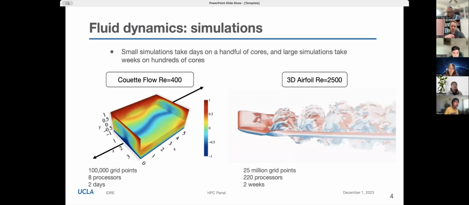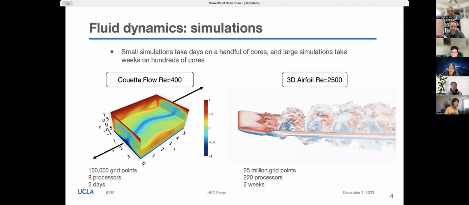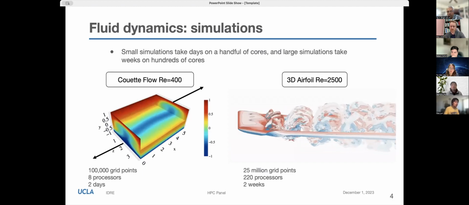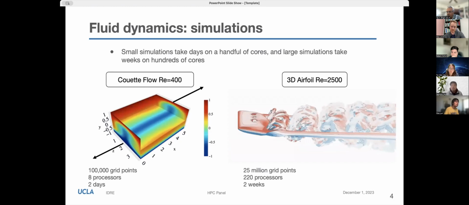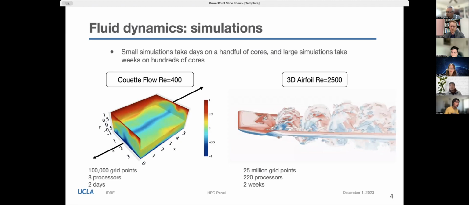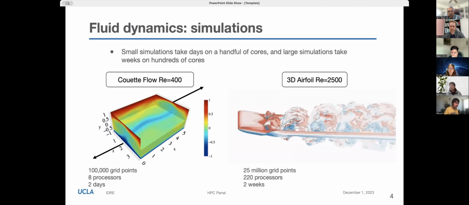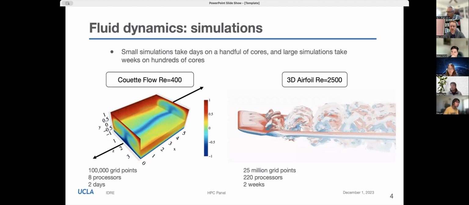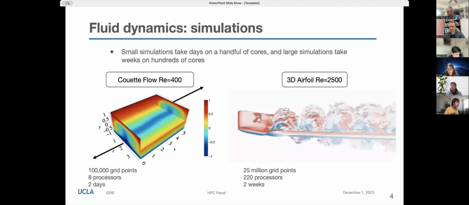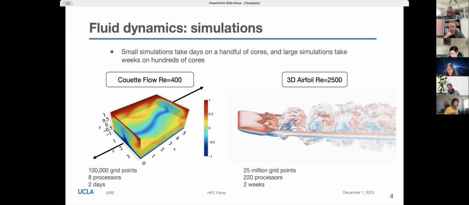If you try and run a larger simulation, like I'm showing you here on the right, which is a 3-dimensional airfoil, what you're seeing are just isosurfaces of vortices. A simulation like this can require 25 million grid points. This one took 220 processors over 2 weeks in order to get a sufficient amount of data. And so these simulations are very high dimensional and take a long time to run. And usually we use low-level languages like C++ and Fortran in order to run these sorts of things.